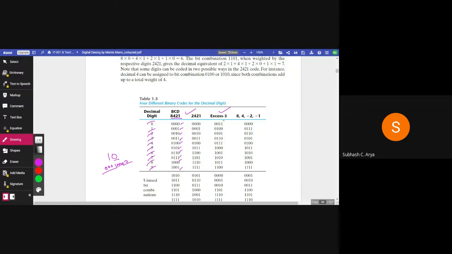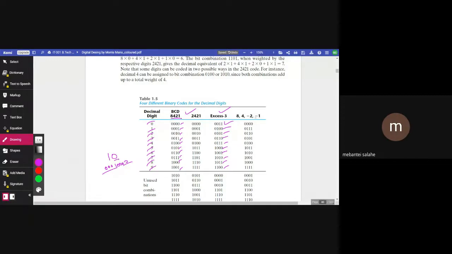Now coming to this Excess-3. As the name suggests, whatever number is there in binary, we have to just add 3. So if we add 3 to 0, we will get 0011, that is nothing but 3. Then 4, 5, 6, 7, 8, 9, 10, 11, 12. 12 is in the binary, however this is equivalent to 9 in Excess-3 code. So philosophy wise, it is just adding 3 to whatever binary or BCD number we have. Okay.